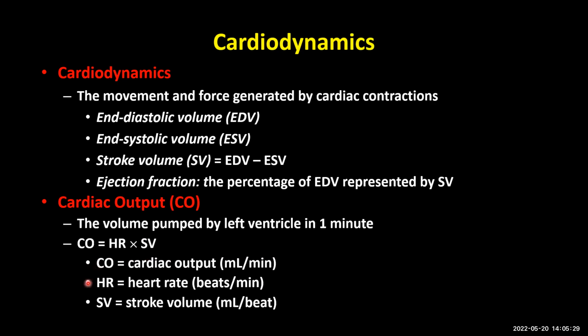Heart rate is beats per minute, which is normally from how much to how much? Yeah, 60 to 100, right? And stroke volume is milliliters per beat. Stroke volume is around 70 to 80 milliliters per beat. Then you measure that. So normal cardiac output is between 5 to 6 liters, and again, it varies from person to person.